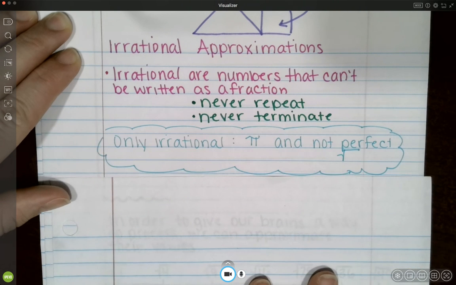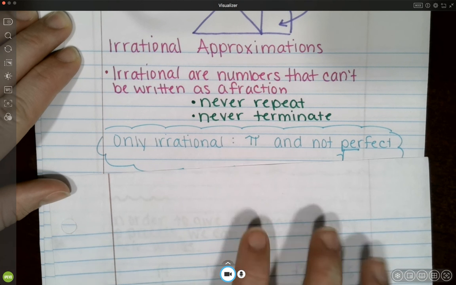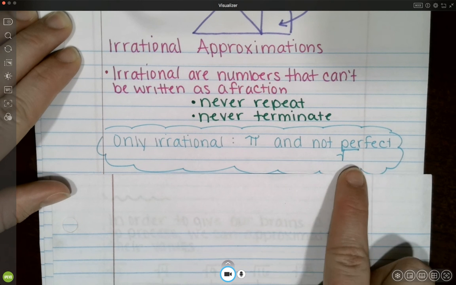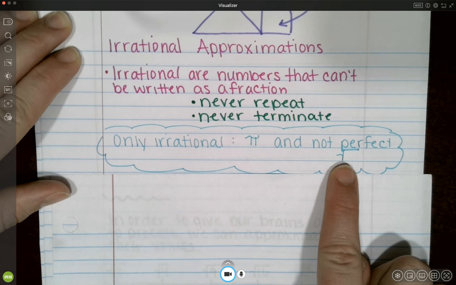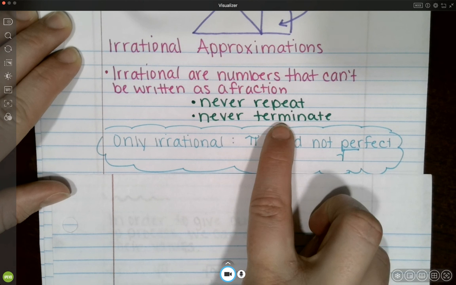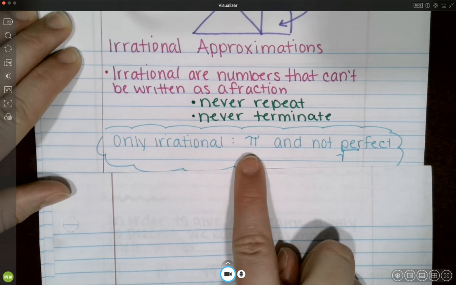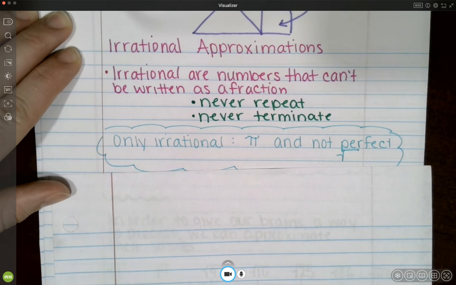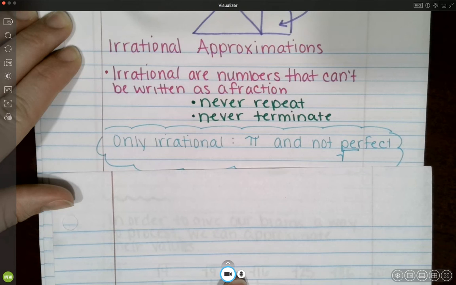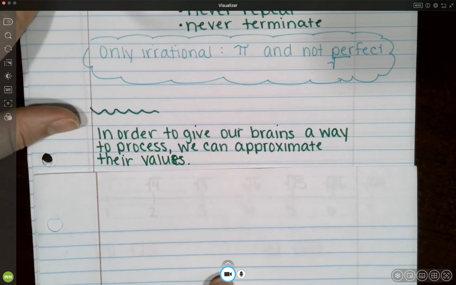And we've learned that there's only two cases of irrational numbers. Anything that has pi, and any number that is not a perfect square. So these two types of numbers never repeat, never terminate, which means they're irrational. Again, pi and not perfect squares. Okay? So what we're going to be taking a look at today is how to give them values.